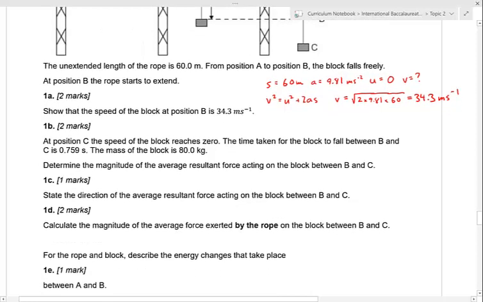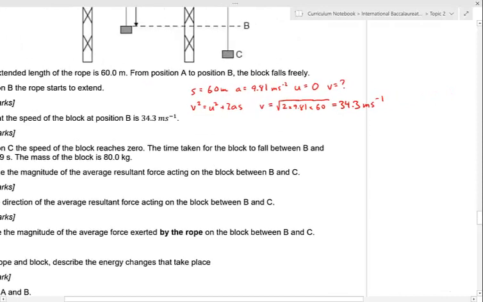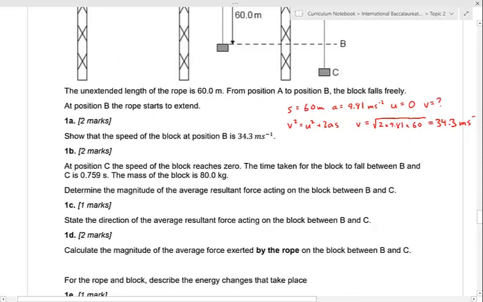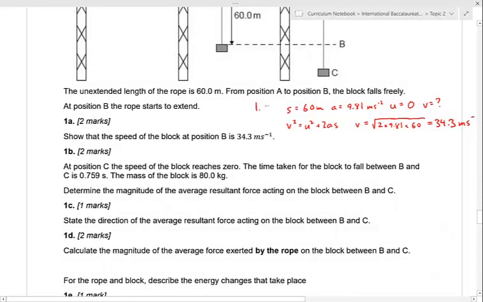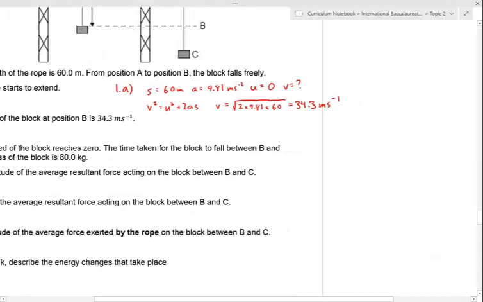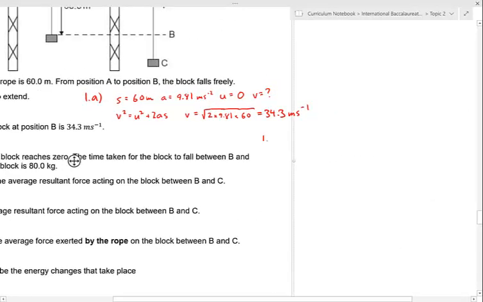1B. At position C, the speed of the block reaches 0. The time taken for the block to fall between B and C is 0.759 seconds and the mass of the block is 80 kilograms. Find the magnitude of the average resultant force acting on the block. Okay, so I'll just number these. This is 1A. This is 1B.